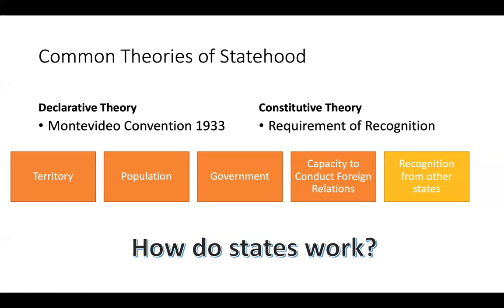Is there any country who has all these and they have recognition from other states, but they don't have a working government? Yeah, there is a country like Somalia. They have the territory, they have the population, they have government, they have the capacity to conduct foreign relations, but unfortunately, they're not quite a successful country. They are recognized by other countries as the main player in international system on behalf of Somalia.